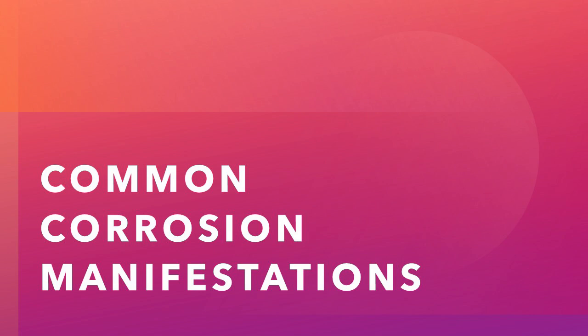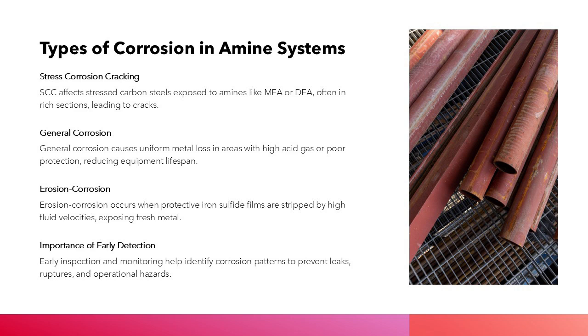Common corrosion manifestations: types of corrosion in amine systems. Amine systems exhibit several forms of corrosion damage. Stress corrosion cracking (SCC) is a major concern, particularly in stressed carbon steel such as 516 Gr 70 exposed to MEA or DEA, often occurring in rich sections of the system.